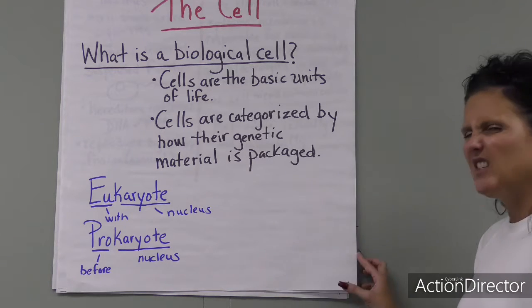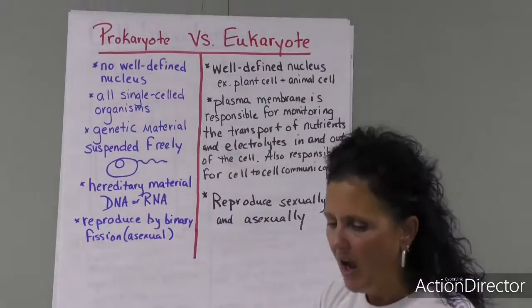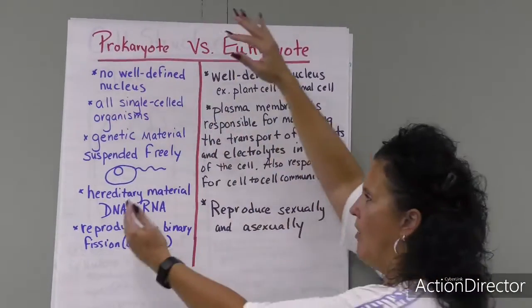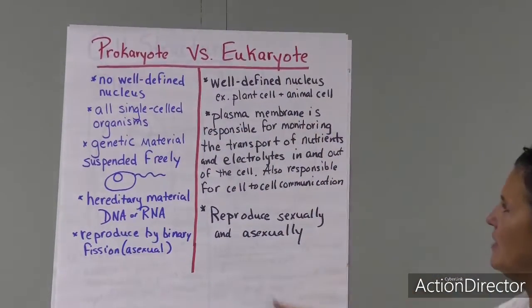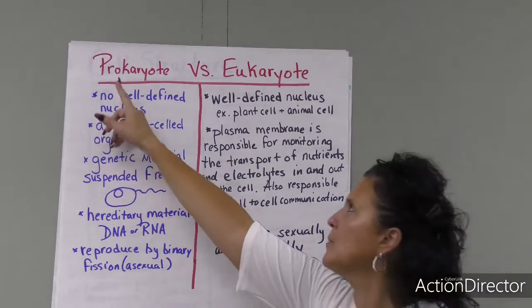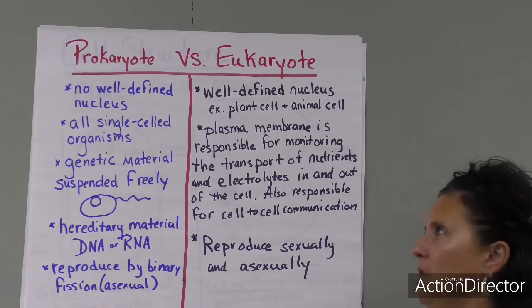And so let's look at the differences and similarities, more differences than anything, in the two. I've put this on a chart. Here's our prokaryotic cells here on the left, and our eukaryotic cells here on the right. Let's look at the prokaryotes first. I've told you pro means before the nucleus, so they do not have a well-defined nucleus.